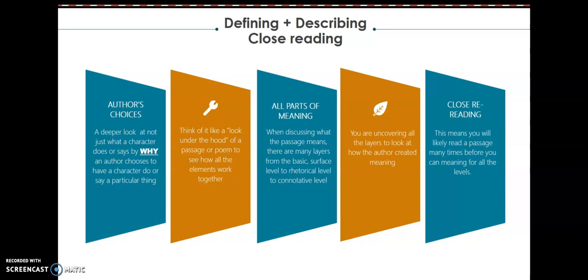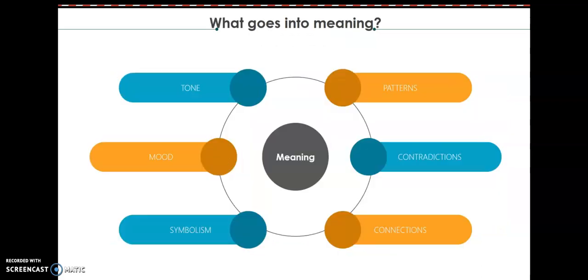So this most likely means that it's more like a close rereading of a passage. You'll have to read a passage many times before you can make meaning for all of these different levels. And so then that brings us to our next question. What is meaning? What goes into it? Many different things. These are just a few examples. Tone goes into meaning. Mood goes into meaning.